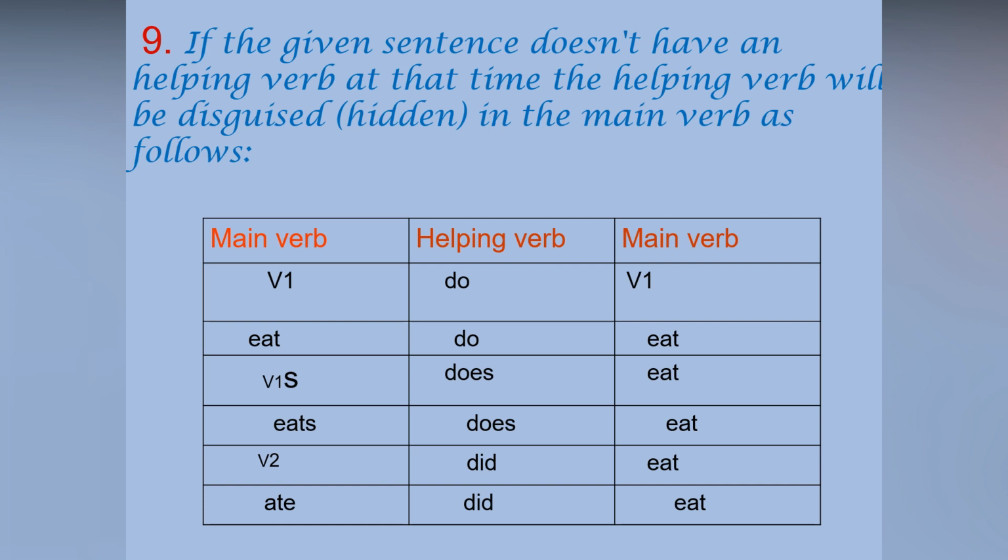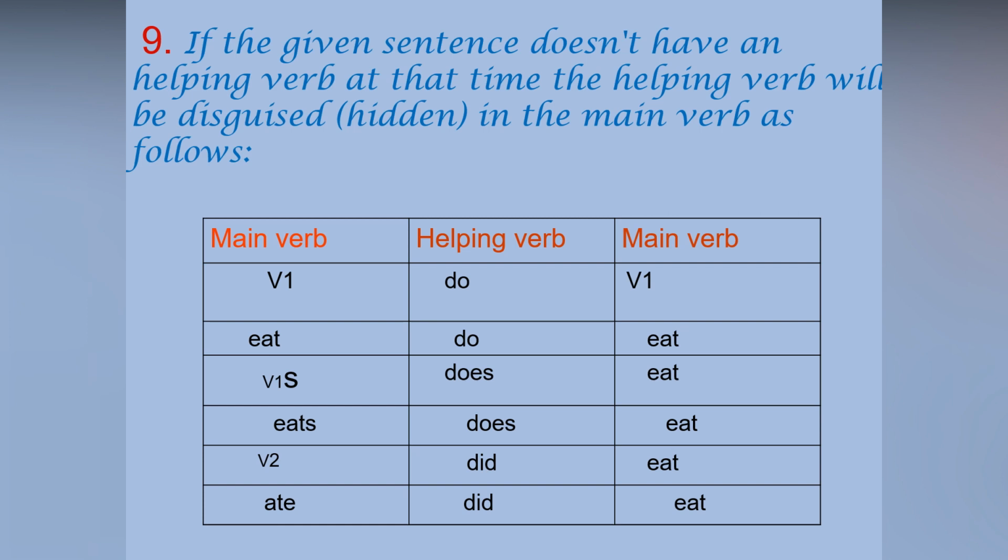Does. Does, is there. Does eats. Eats, V1 means eat, so do eat. V1S, it is eats, so does eat. You are not getting, no? So if in the sentence I eat, she eats apple. Question tag: does, not she. Okay, eats means does. You have to use the helping verb now while writing the question tags.